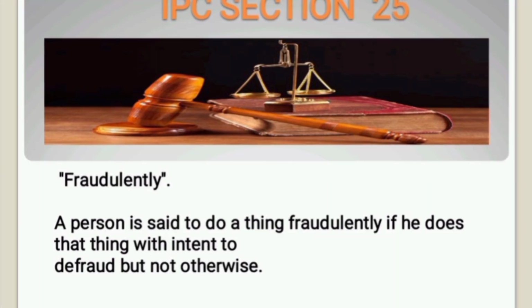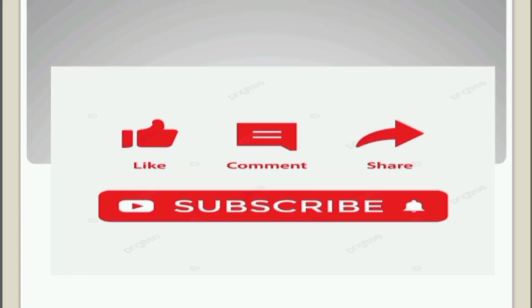Section 25. Fraudulently. The Indian Penal Code 1860. A person is said to do a thing fraudulently if he does that thing with intent to defraud but not otherwise. I hope this video was informative, and stay tuned to know IPC Chapter 2 continuity next week.